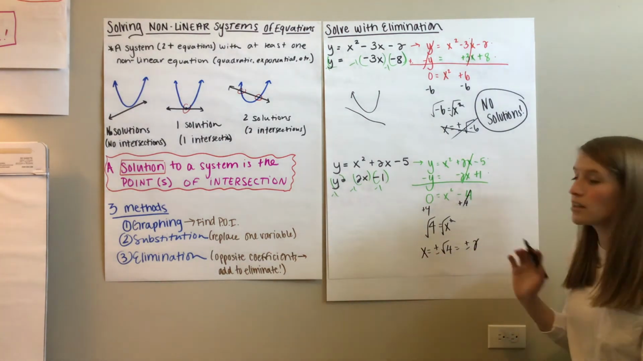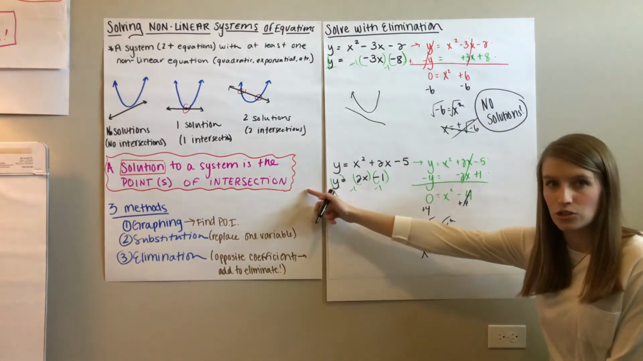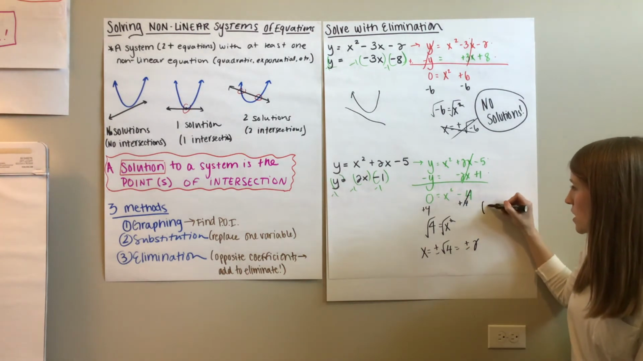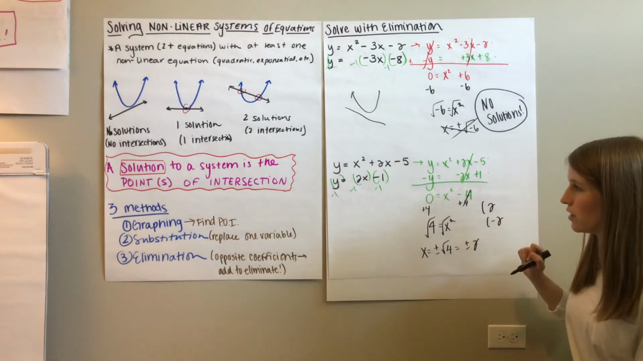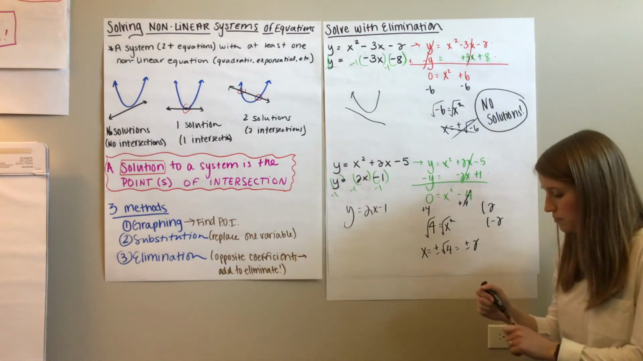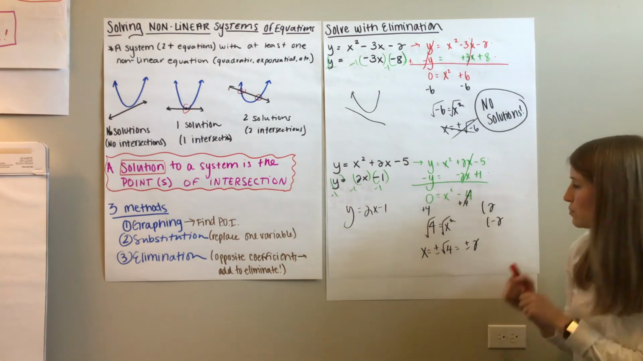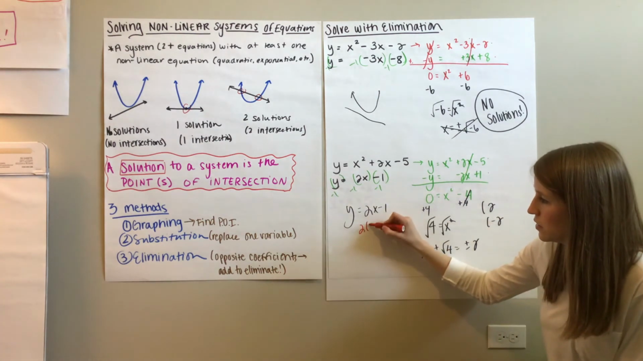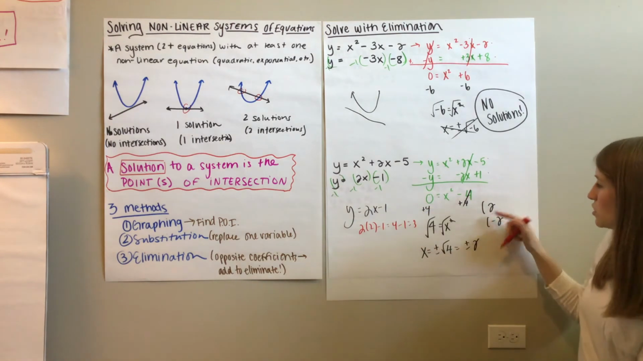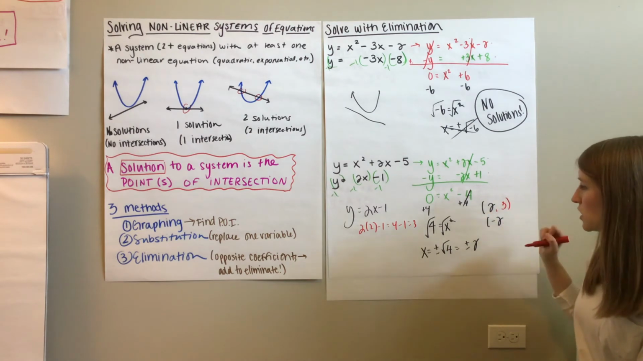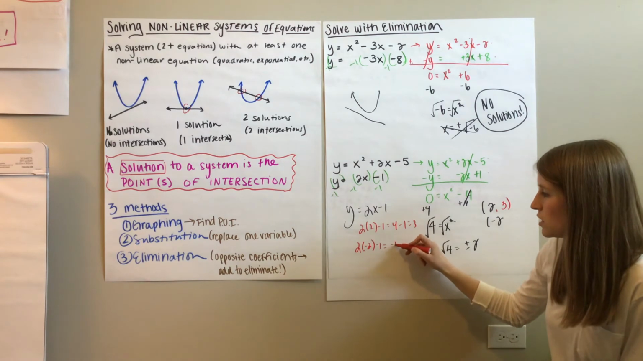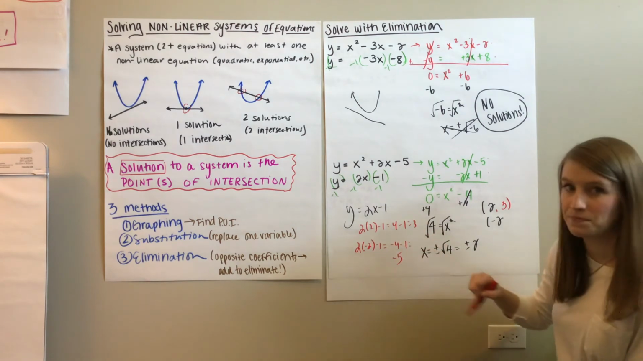I'm not going to circle that because I'm not done. Solutions are points of intersection, so I've got to find the y. So, my two options are I have x could be 2 or x could be negative 2. I'm going to use the bottom equation, y equals 2x minus 1, because it's less steps. Let's plug in 2. 2 times 2 minus 1 is 4 minus 1, which is 3. So when x is 2, y is 3. Plug in negative 2. 2 times negative 2 minus 1. That's negative 4 minus 1. That's negative 5.